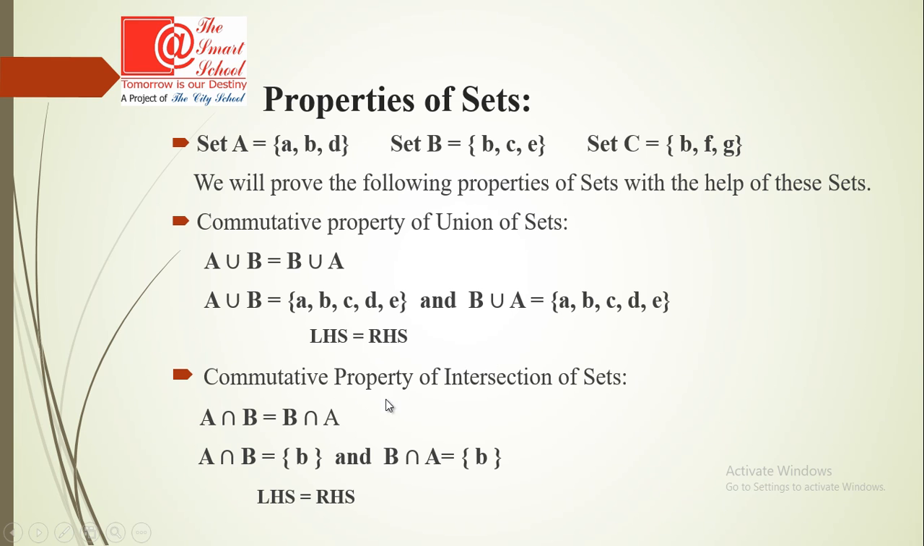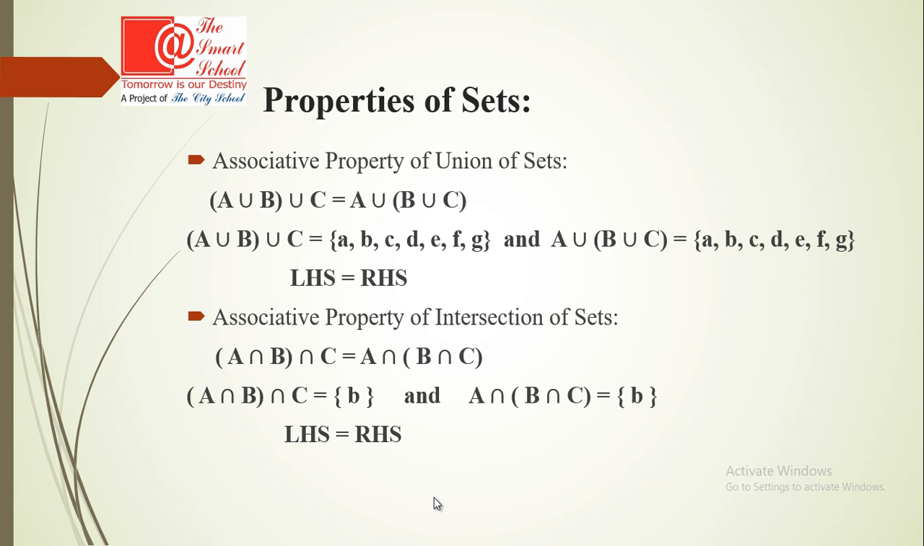Now commutative property of intersection of sets. In the same way, when we find common elements of both the sets, A intersection B is equal to B intersection A. Set A is ABD, set B is BCE. So in A intersection B, the common element is B, and in B intersection A, the common element is B. So it means left hand side is equal to right hand side. So it is proved that the property is correct.